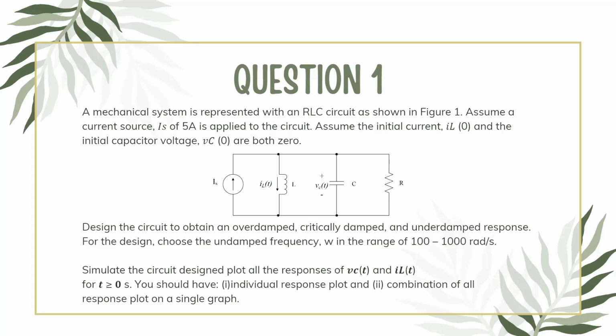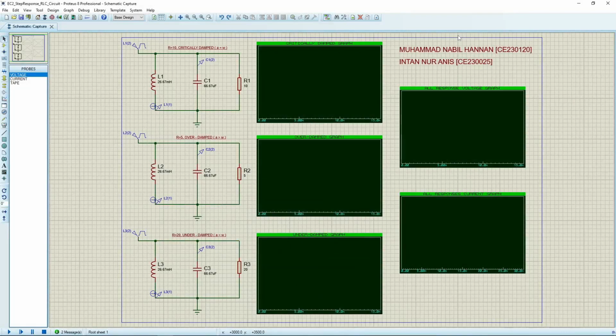So our group decide to choose 750 rad per second for our simulation. And then simulate the circuit design to get the individual response plot and combination of all response plot on a single graph. So this is our circuit for question 1. We use Proteus application to simulate our circuit.